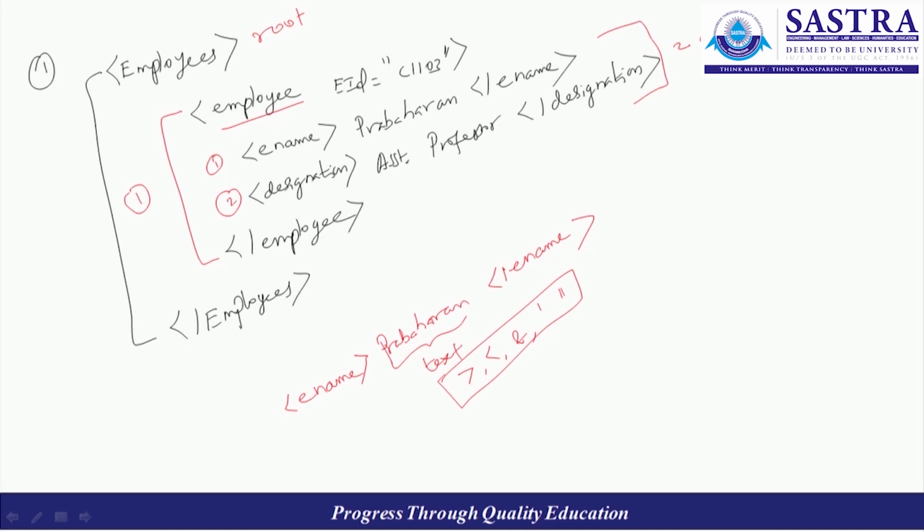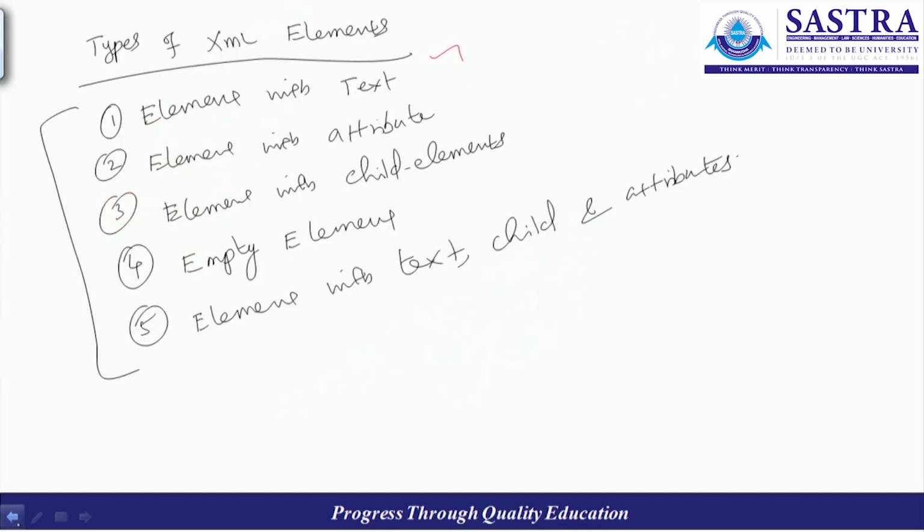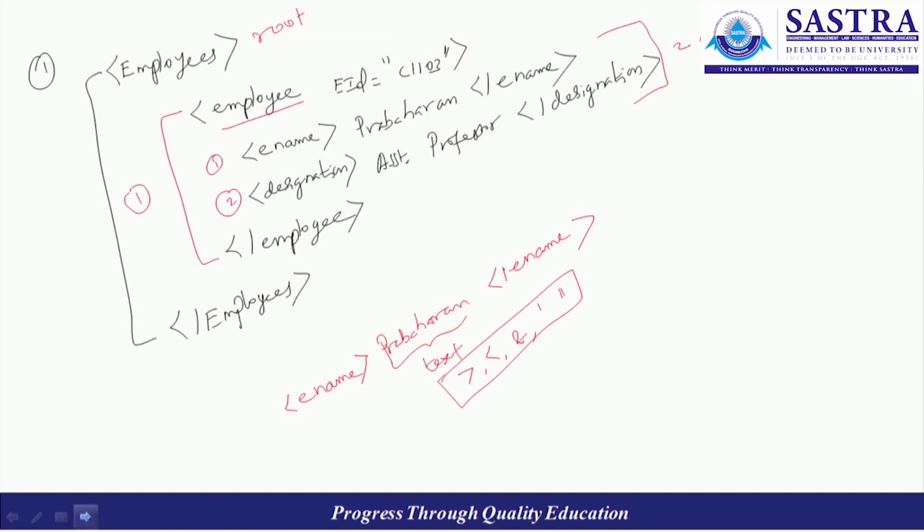Now we can see element with text. Then the next one is element with attribute. Yes, you are right. This is an attribute. How many elements do we have with attribute? Only one, that is employee. Okay, this is element with text.